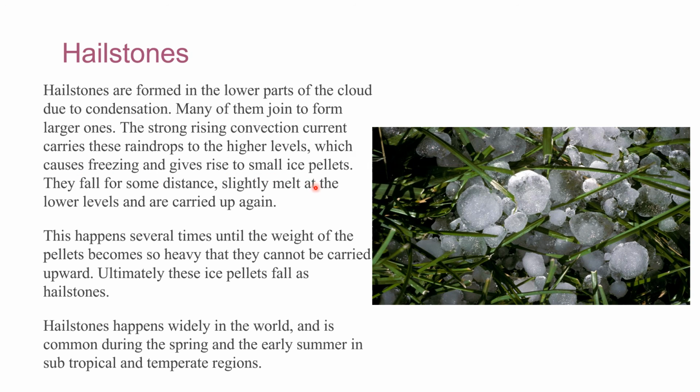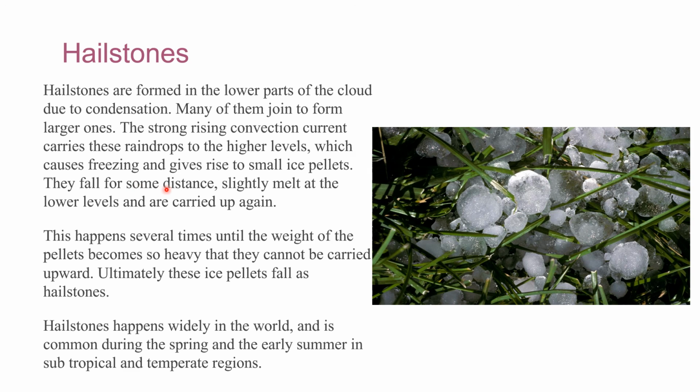Okay, so when the condensation happens, and the drops are taken to a higher level because of the convectional currents, then they get further cooled and condense to form hailstones. Okay, they fall for some distance, slightly melt at the lower levels and are carried up again. So this happens several times.